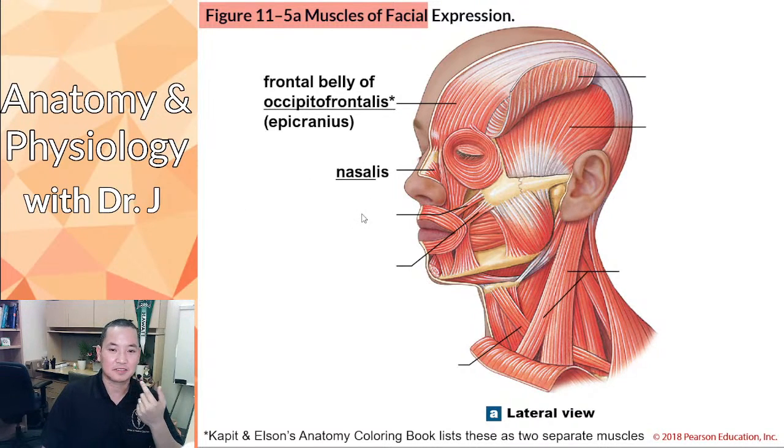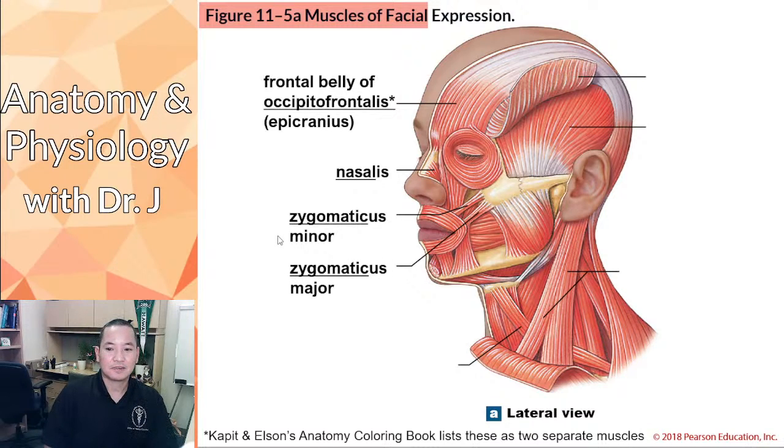Now nasalis, what does that refer to? Nasal, the landmark, and you also have your nasal bone, so that's pretty easy. Zygomaticus minor and zygomaticus major. Well, look at this over here. What bone is it attached to? It's attached to your lips, but it's also attached to this zygomatic bone right here, your cheekbones. Whenever you smile, what happens? One of the muscles that help you in smiling are the zygomaticus major and minor.